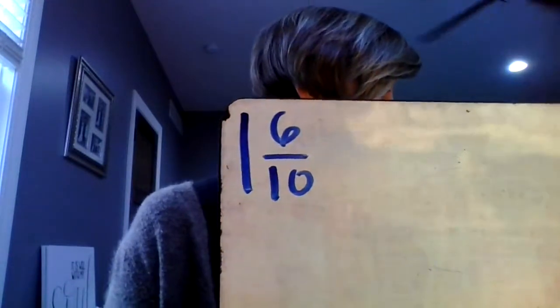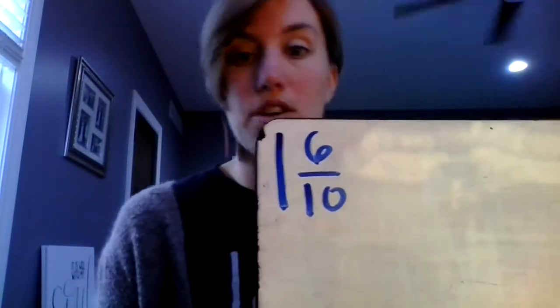Let's go over this real quick. Shade 1 6/10 of the model. You're going to shade 1 whole section of that, and then you're going to shade 6/10, and you're going to have 1 6/10. And this is what you're going to write on the blue line. 1 6/10. This is what you have here. Now, to write that as a decimal, 1 6/10 is 1 whole and 6/10.